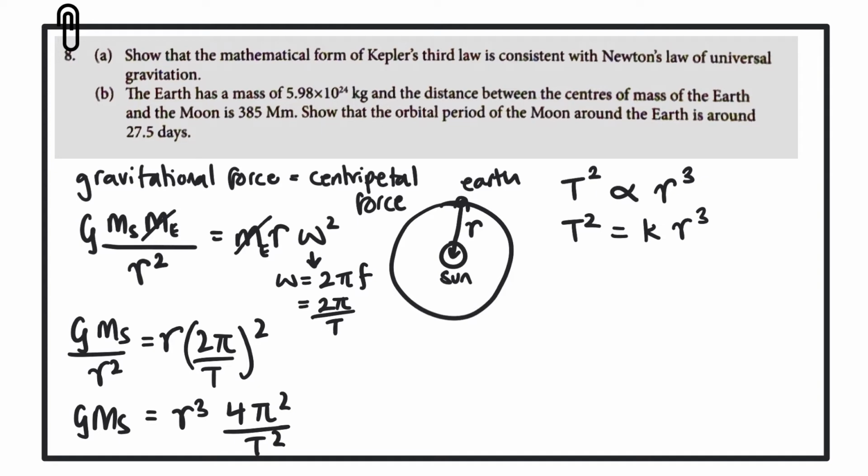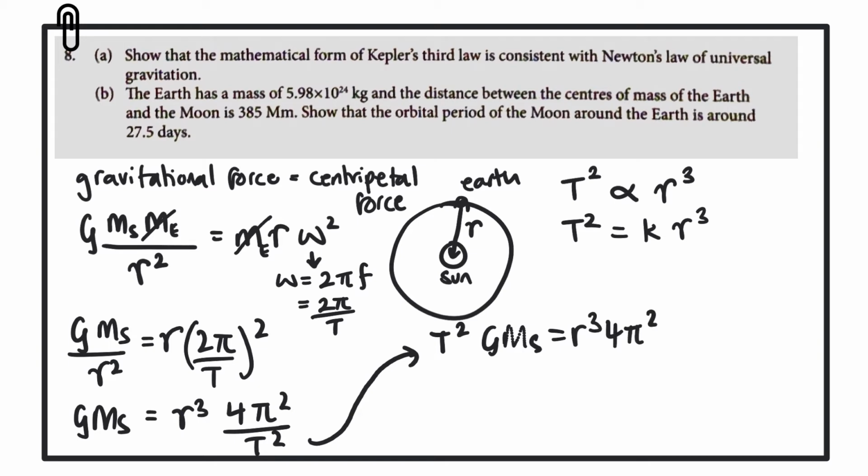So nearly there. What we're going to do next, I'm just going to continue here off to the right. I'm going to bring that t squared, because it's on the bottom line on the right hand side, over to the left where it will become a multiply. So we have t squared multiplied by G Ms is equal to r cubed over 4 pi squared.